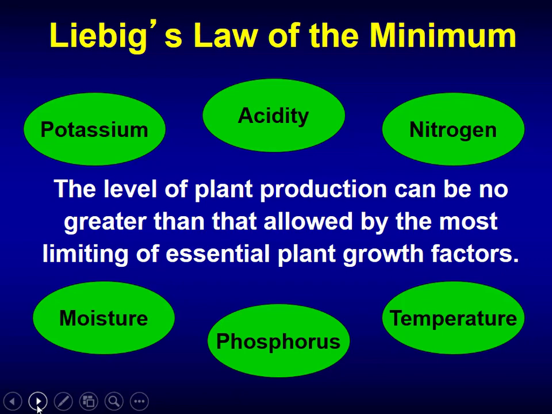So when we design a fertility system for pastures, we want to have a balanced approach to that. We can't just put nitrogen on our pasture, and we can't just put phosphorus on our pasture. We've got to meet all those nutrient needs in kind of a balanced program.